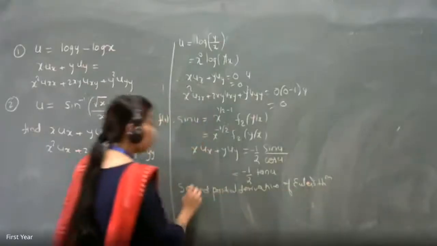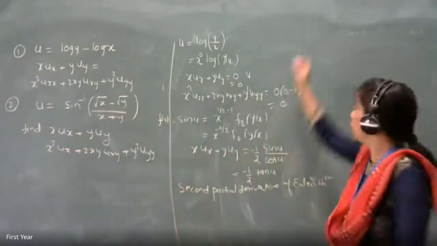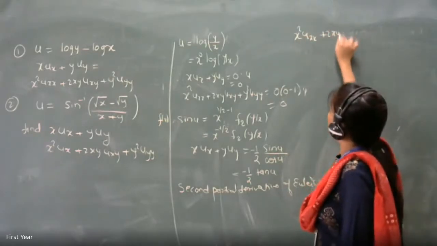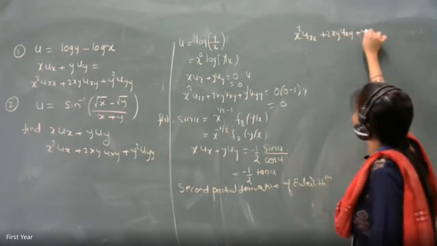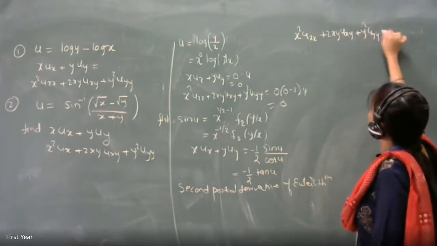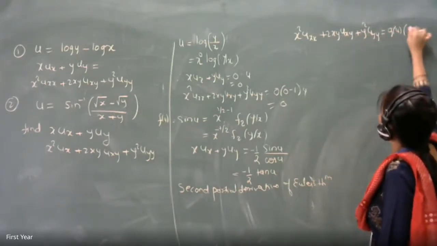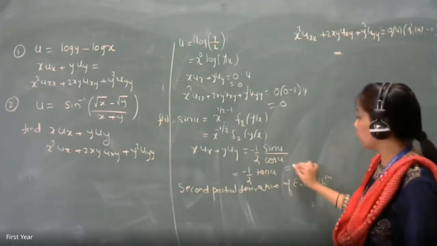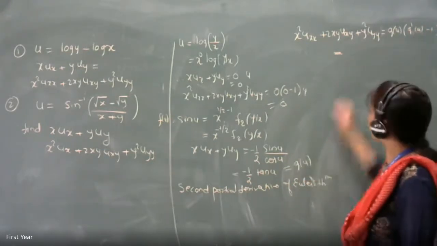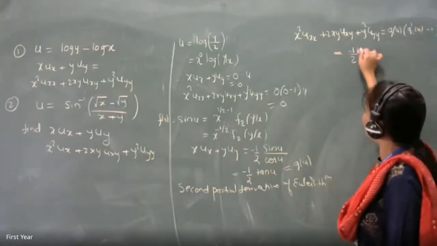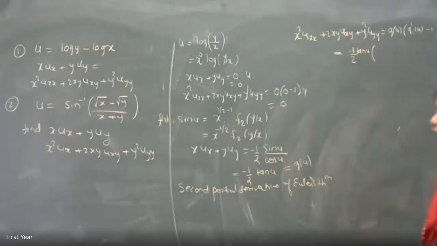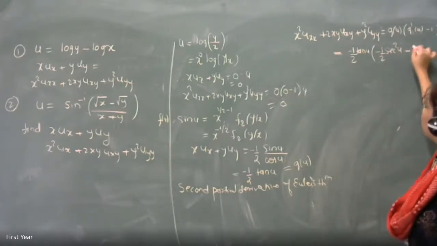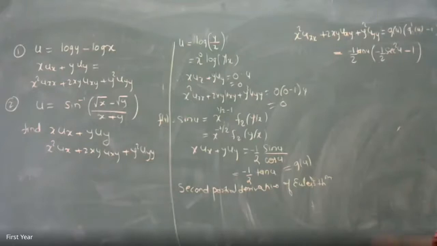That is x square uxx. I'll write it on top. x square uxx plus 2xy uxy plus y square uyy is g of u into g dash of u minus 1. What is g of u we've got? This is g of u, so minus 1 by 2 tan u, and the derivative of this is minus 1 by 2 secant square u minus 1. Again, if you want, you can take minus sign common.